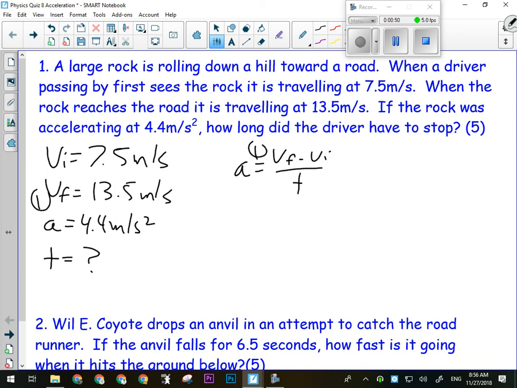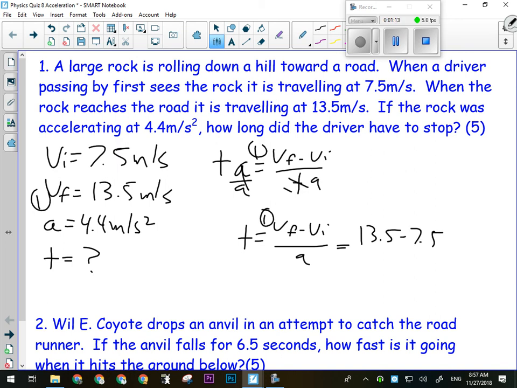So I'm going to multiply both sides by T to bring it over here, and then I'm going to divide both sides by A, and I'll be left with this: T equals VF minus VI over A. 1 mark for that manipulation. 1 mark for plugging in their numbers here, so that'll be 13.5 minus 7.5 divided by our acceleration, which was 4.4. So 1 mark for that. We're up to 4 marks.